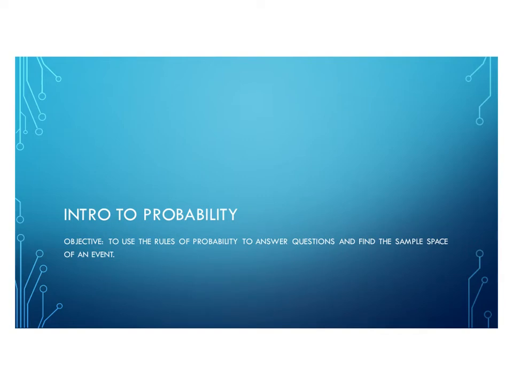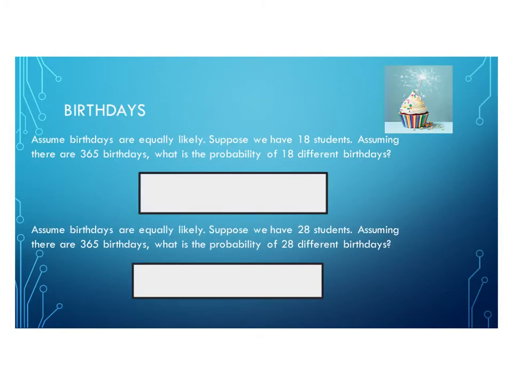Today we'll use the rules of probability to answer questions and find the sample space of an event. So we're going to start off with a little birthday example. We're going to assume birthdays are equally likely, and suppose we have 18 students. Assuming that there are 365 birthdays, what is the probability of 18 different birthdays? So take a moment and think about it.